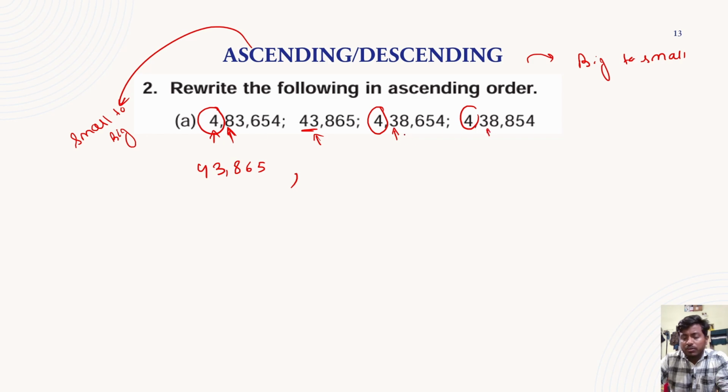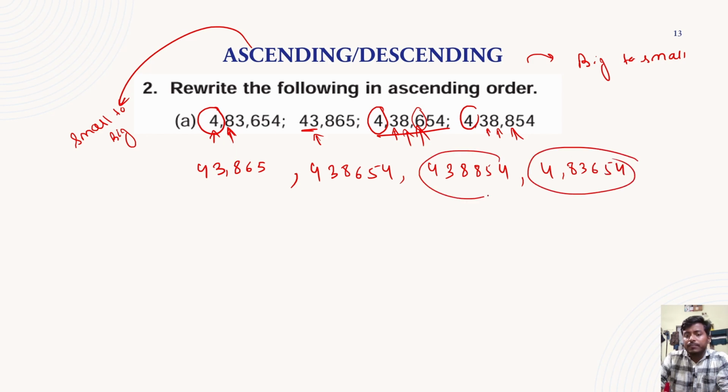Now 8 is greater, so we take the smaller, that is the 3, but the 3s are same. Then we check the 1,000 place. Here the 1,000 place is 8, and again in this number the 1,000 place is 8. Same means we check the next digit, that is the 100 place. The 100 place is 6, and here the 100 place is 8. So smaller is 6. So write this number, that is 4,38,654. Again write down 4,38,854, and the last one is 4,83,654. Understand? This is the arrangement in ascending order.